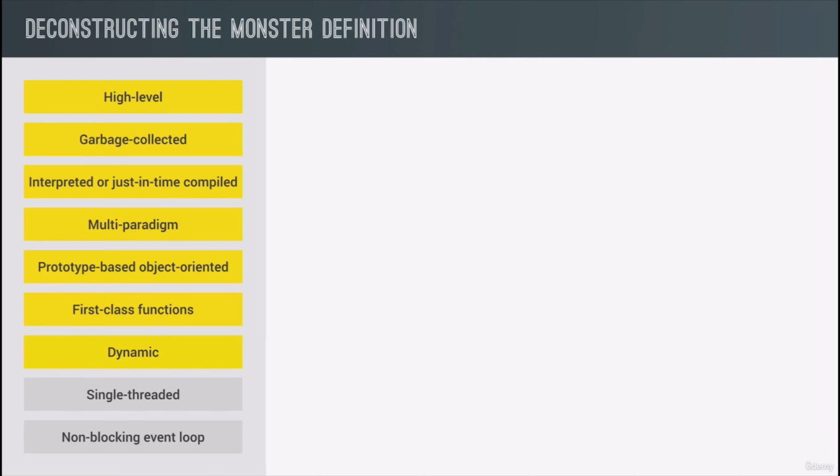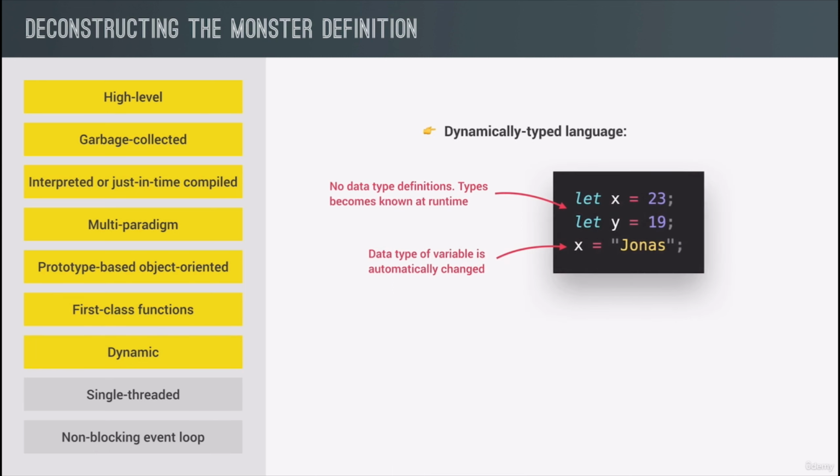Next, I said that JavaScript is a dynamic language, and dynamic actually means dynamically typed. So as we've already seen, in JavaScript, we don't assign data types to variables. Instead, they only become known when the JavaScript engine executes our code. Also, the type of variables can easily be changed as we reassign variables. And this is basically what dynamically typed means. Now, there is a lot of controversy about whether this is good or bad, but this is just how it works.